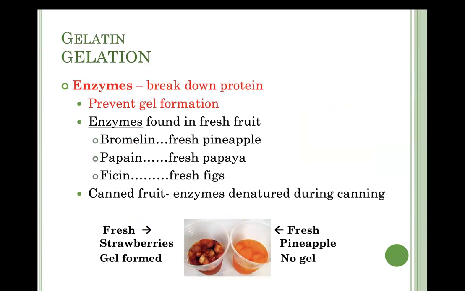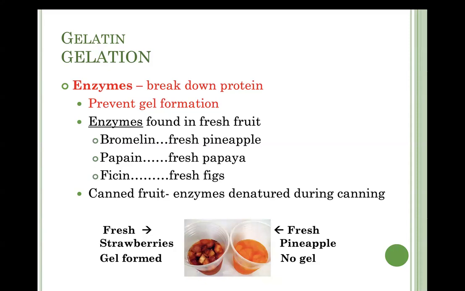Gelatin is a protein, all right? So there are enzymes out there that will break down the protein, and this prevents your gel formation. So if you're using fresh pineapple, the enzyme that we find in pineapple is bromelain. If you've ever had pineapple and you start feeling the little tingliness on your tongue, that's the enzyme found in the pineapple, actually attacking the protein in your tongue. We also have papain from your papaya, and ficin, which you'll find in your fresh figs.